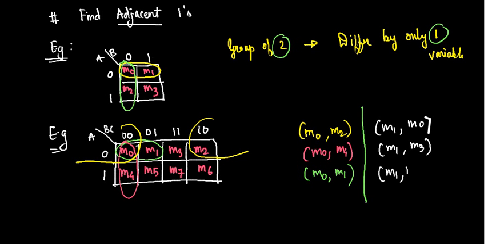So now you can see the trend. It can be horizontal or vertical, or maybe around the corners, but it should not be diagonal. You should not remember that, but the logic is it should differ by only one variable. Is this okay? So this is for finding the adjacent ones with a group of 2. Now move on to the next page.